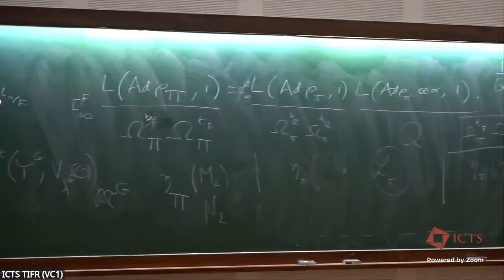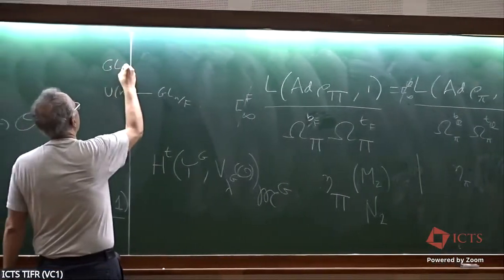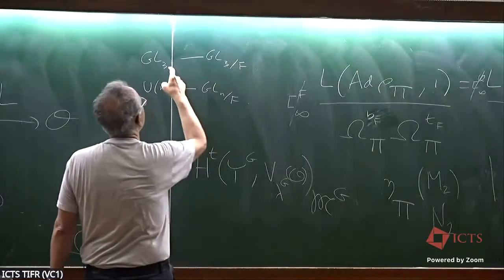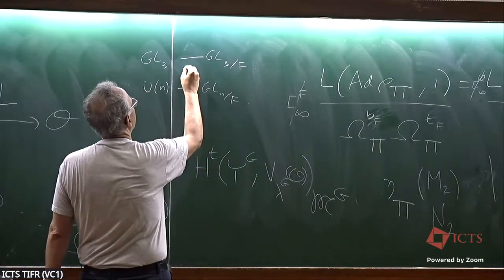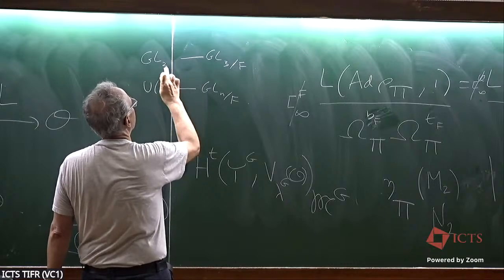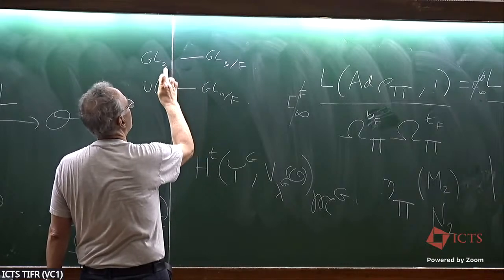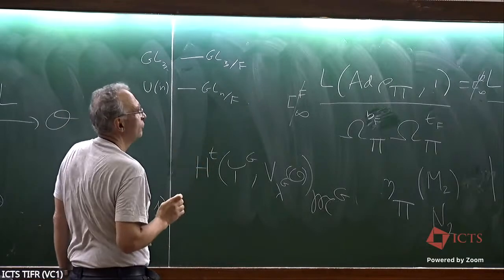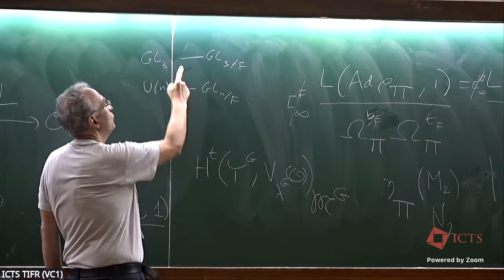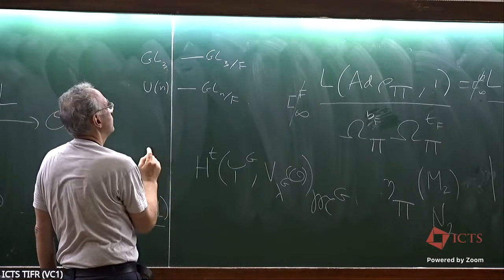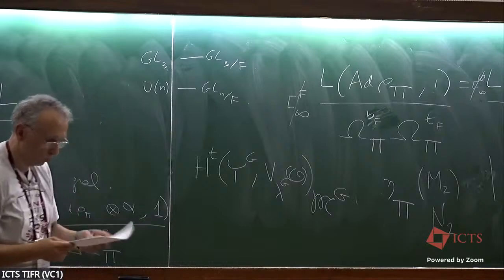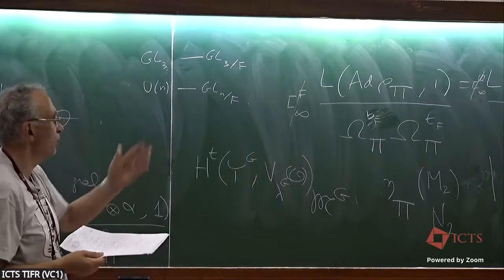But to be frank, this base change to GL3F, we can do only for n equal 3. We cannot do it for larger n. This one, if we knew that you have units, we can do in general. This one, no, okay? Only for 3. And for GSP4, we have a similar divisibility.